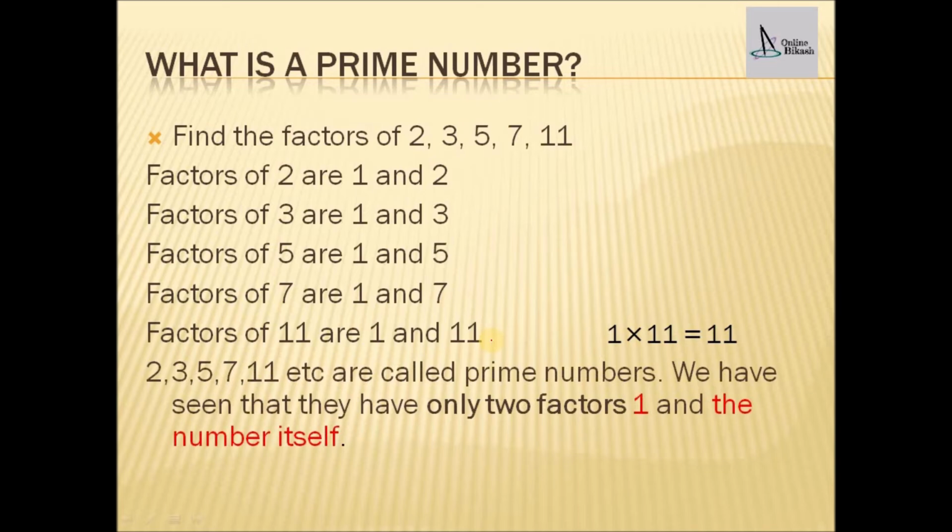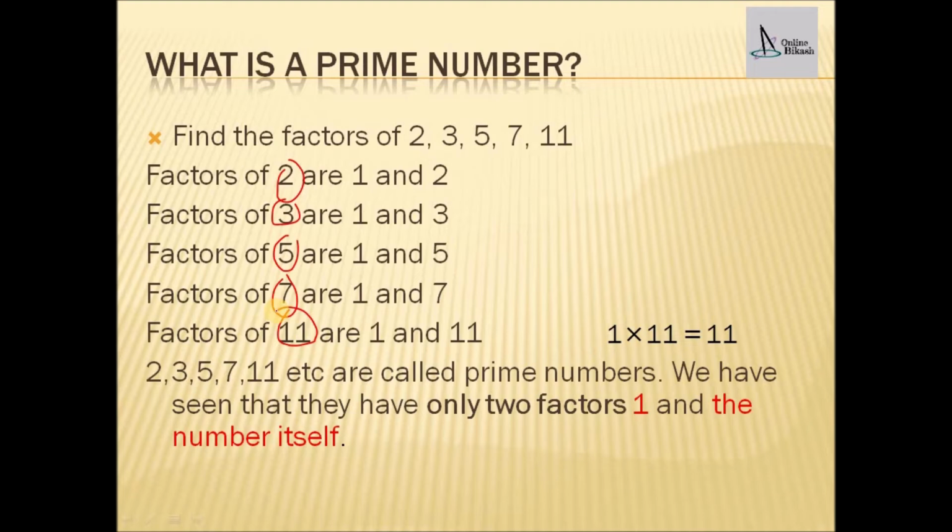are called prime numbers. This 2, this 3, this 5, this 7, this 11 are called prime numbers. We have seen that they have only two factors, 1 and the number itself. That is why they are called prime numbers. Okay, prime numbers have only two factors, 1 and the number itself.